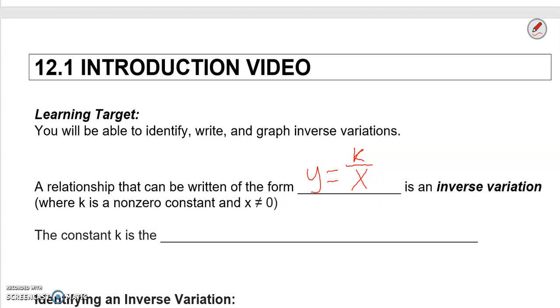The constant k is called the constant of variation.